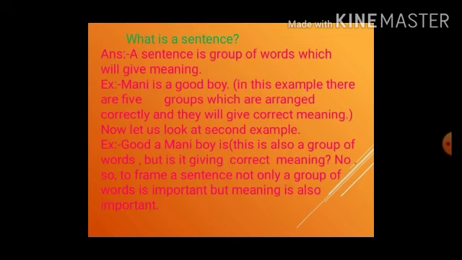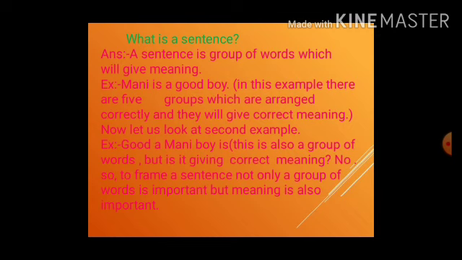Now, what is a sentence? A sentence is a group of words which will give meaning. For example, Mani is a good boy. In this example, there are 5 words which are arranged correctly and they give correct meaning.